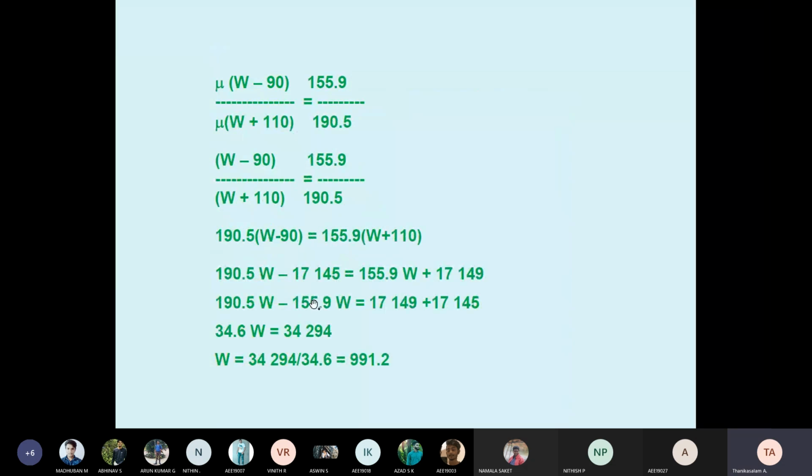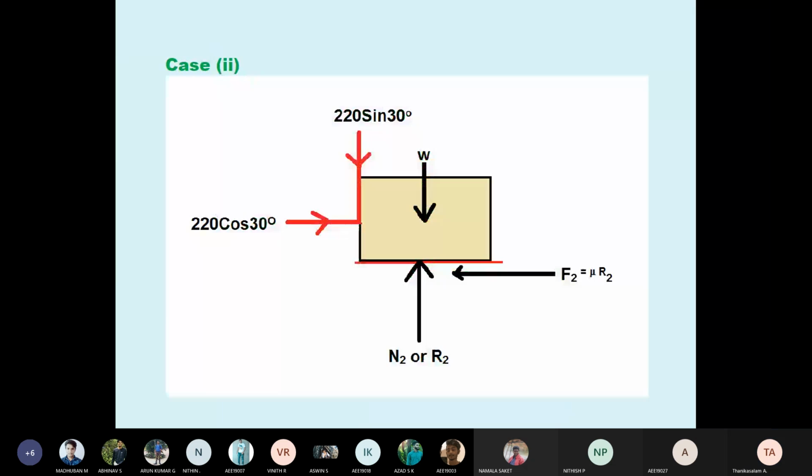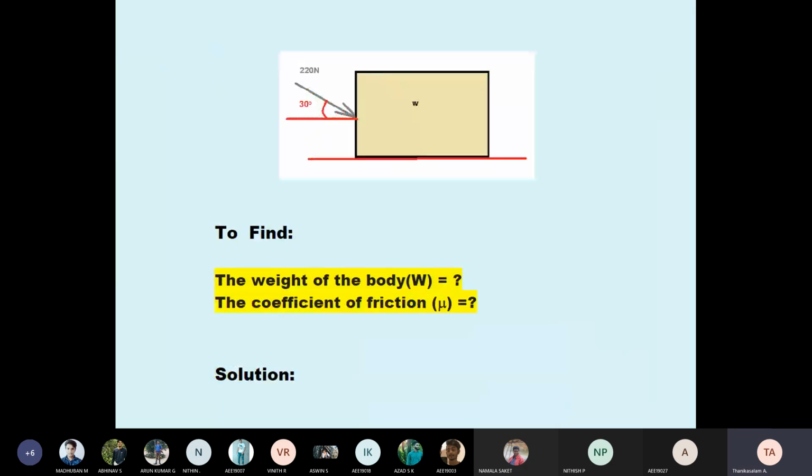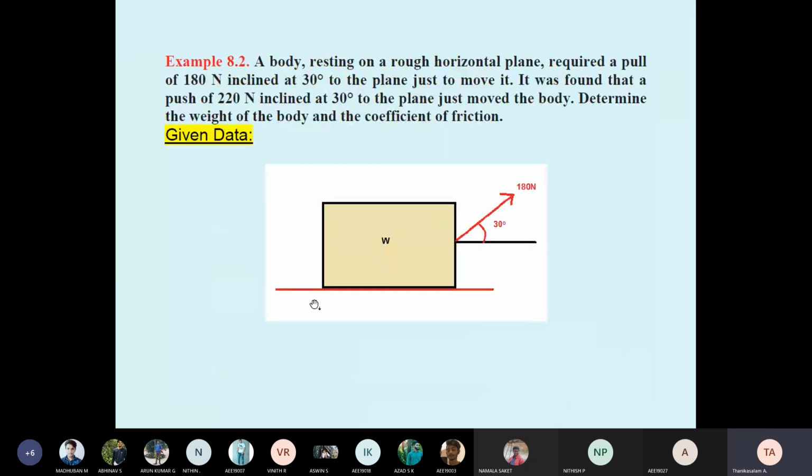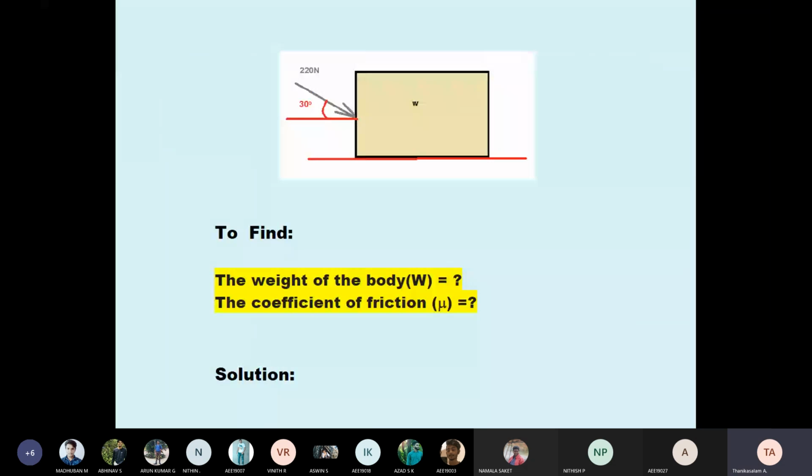So in this question, they gave two conditions. What condition? One body is there. The body is first pulled with 180 Newton horizontally. See here, they did not give a diagram. Then the same body, they pushed. Where are they pushing? Generally pushing from the back side. That's why I pushed it from this left side. See here, pushing, the angle 30 degree is given. So case 1, case 2.